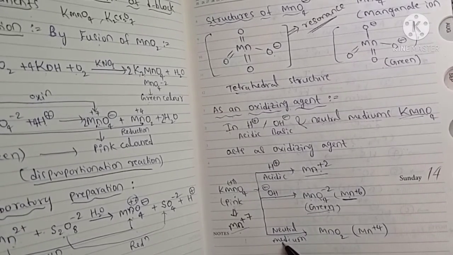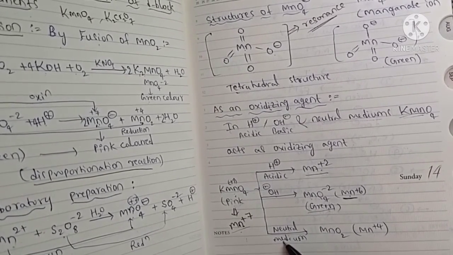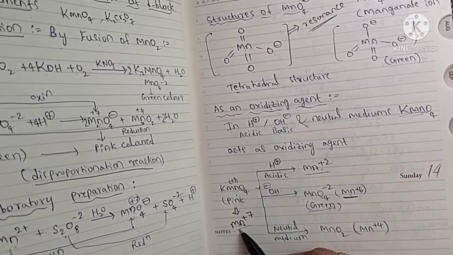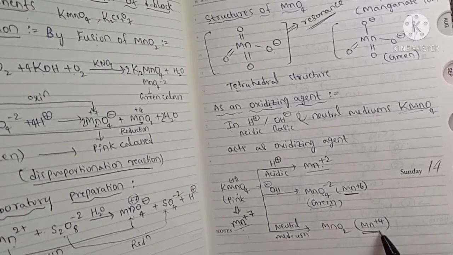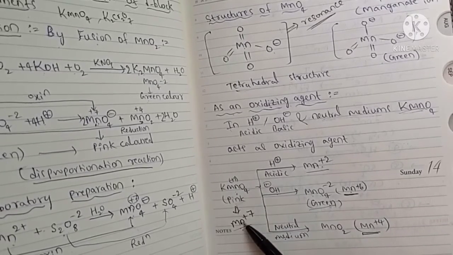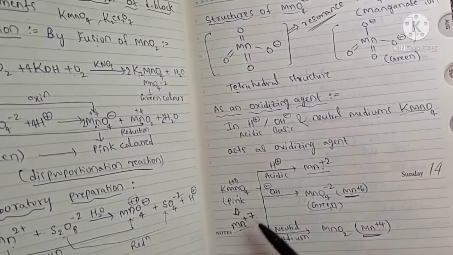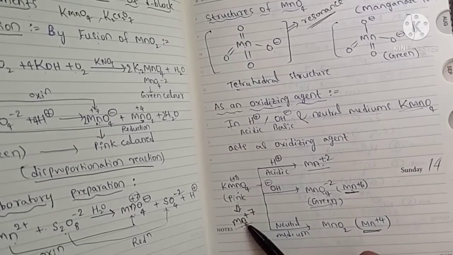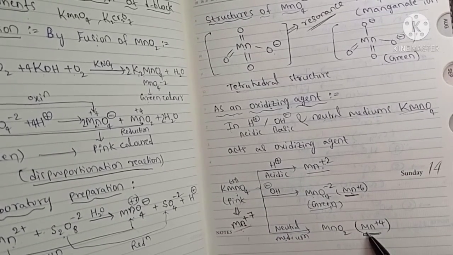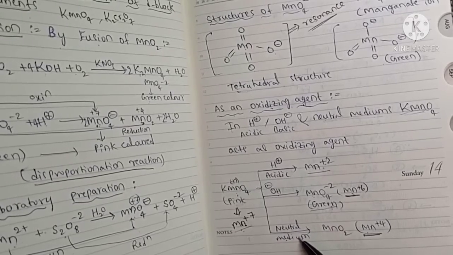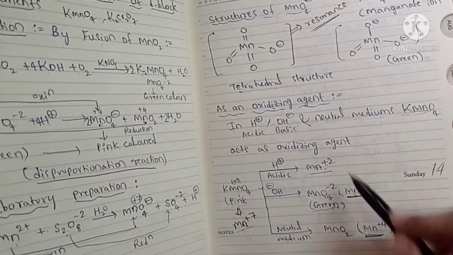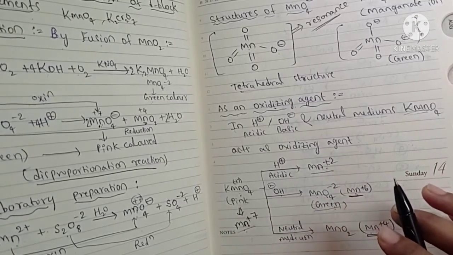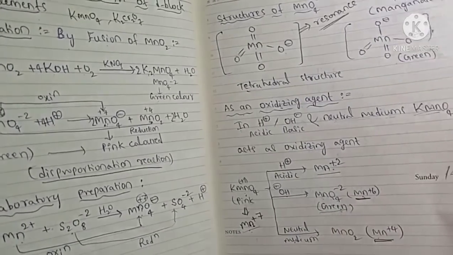So next, in neutral medium or in weak basic medium, manganese +7 changes into manganese +4. So +7 changes into +2 in acidic medium, Mn+7 changes into Mn+6 in basic medium, and Mn+7 changes into Mn+4 in neutral medium or weak basic medium. These are the chemical properties of potassium permanganate. In all these mediums it acts as the oxidizing agent.